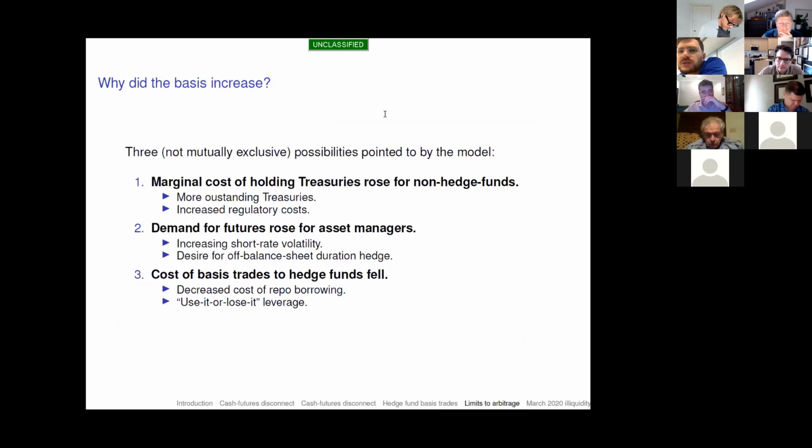Now, there was a question earlier about exactly why the basis increased. And here's where we get back to the discussion we had before. So the first possibility that the model suggests for why the basis might increase and hedge fund volumes might rise is that the marginal cost of holding treasuries rose for other participants in the economy. So we can think of two reasons for that. The first is just that regulations maybe became tighter on, say, dealers or pension funds. Moreover, the amount of outstanding treasuries increased pretty dramatically in 2018 following the Tax Cuts and Jobs Act. And so that may have meant that the marginal cost of holding those treasuries rose simply because the volumes were much larger. And we'll show you something about dealer balance sheets that's consistent with that in a second.